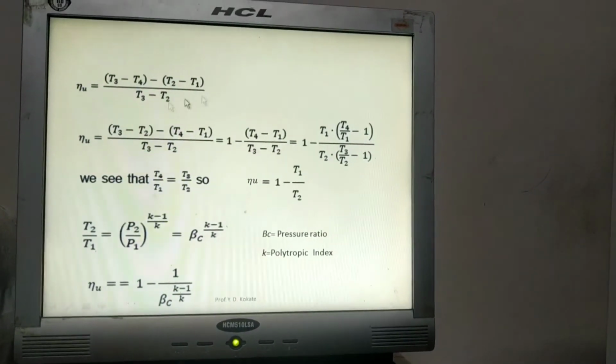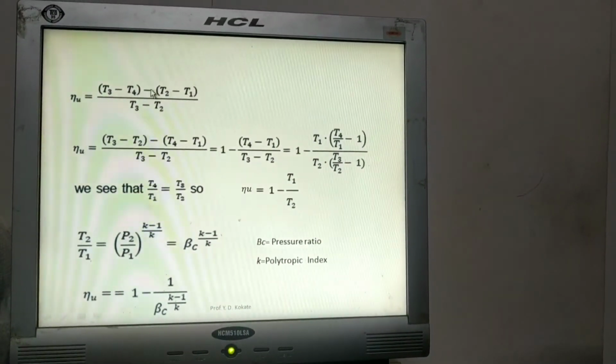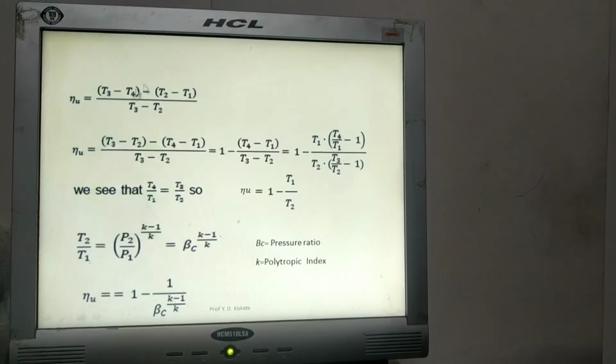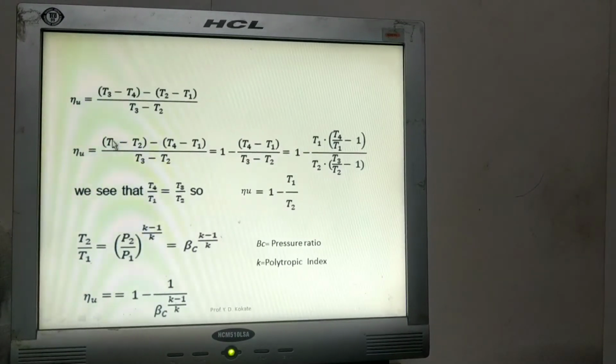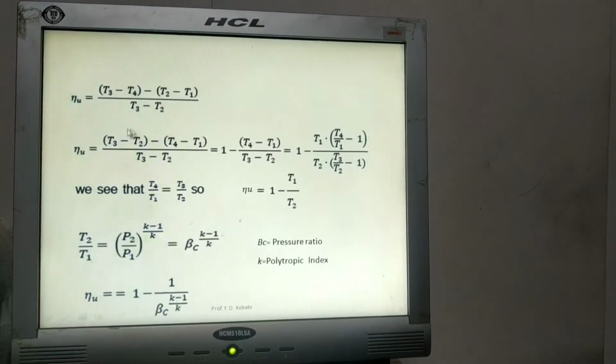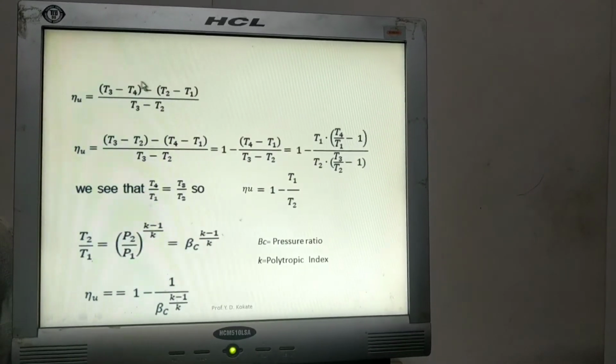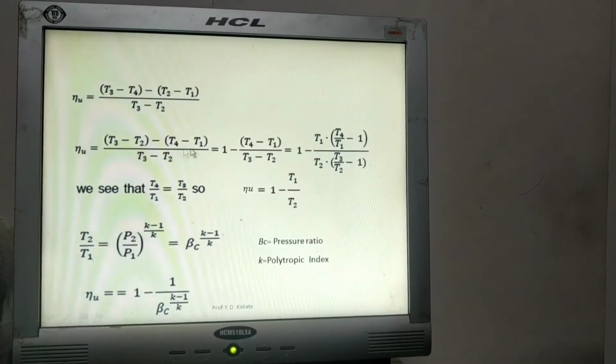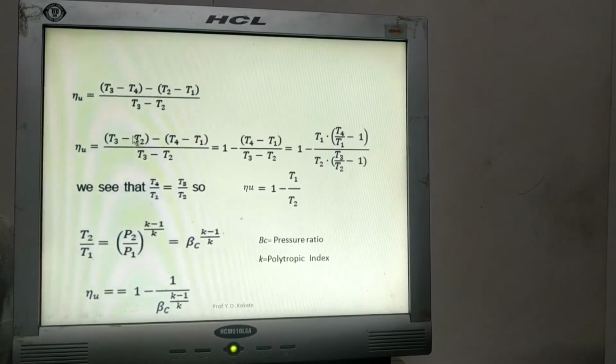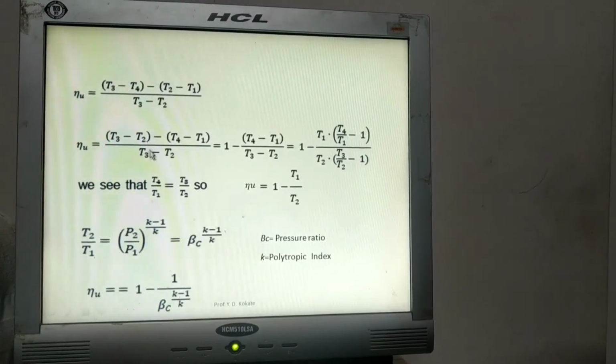Same formula we carry forward over here. Now rearranging the terms, T2 will be over here and T4 will be in this bracket. So we will get this kind of formula. T2 will become over here and T4 will become over here. Now if you see, this numerator and denominator will be the same.